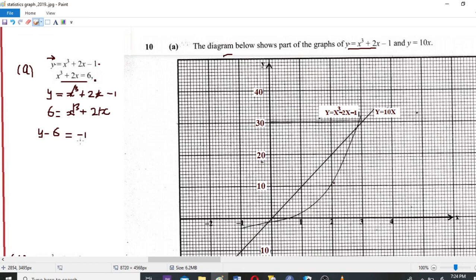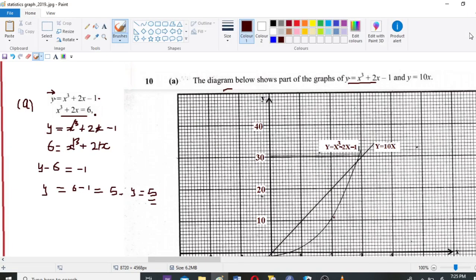Now if we collect the like terms, we are going to have 6 minus 1, and that will give us positive 5. So we need to plot the line y is equal to positive 5 for us to find the solutions. So how do we do that? To do that, we go at 5 and plot the line.